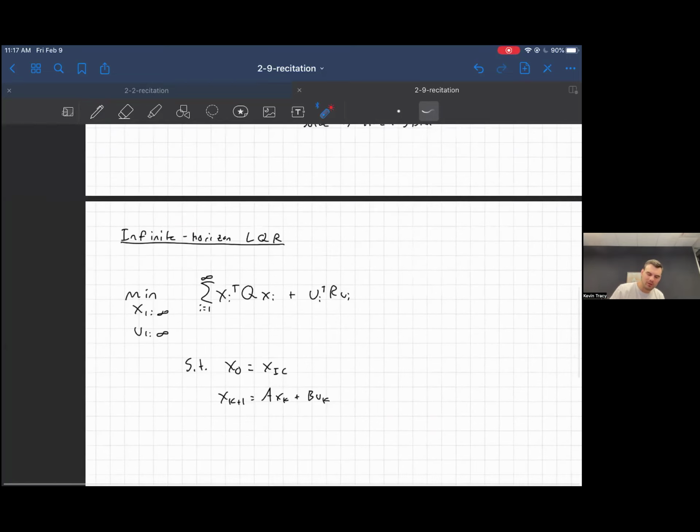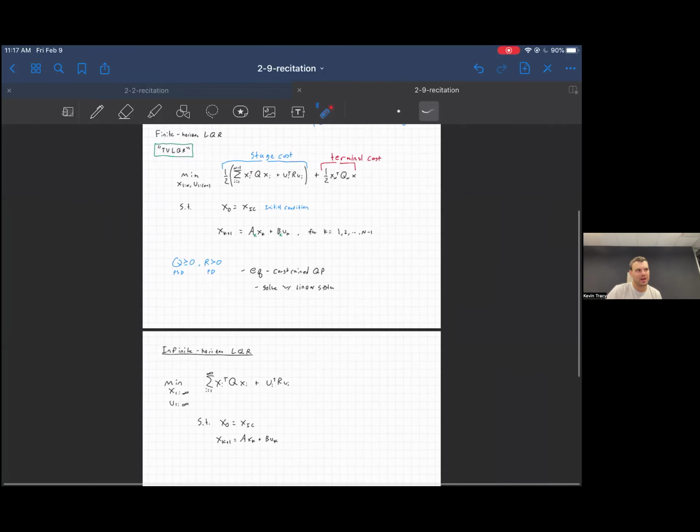Now, when would you use one versus the other? So imagine if I had a plan where I wanted to drive some system over the next 10 seconds. I wanted to drive this system to some equilibrium point. I would use finite horizon LQR because I'm worried about a specific finite horizon.